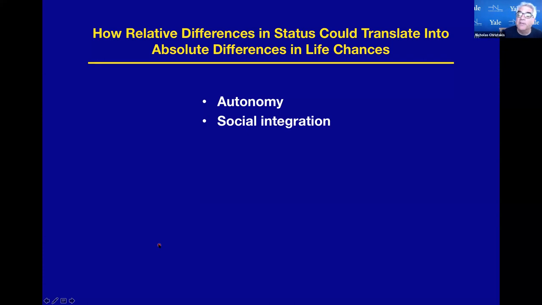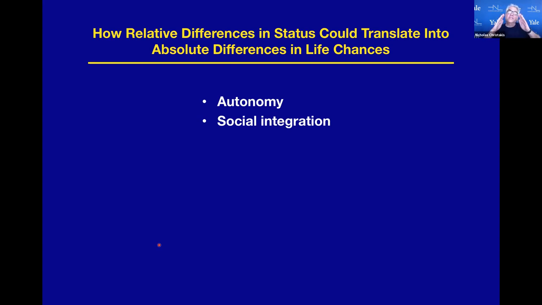Now, there are a number of possible explanations for this gradient. It could be that relative differences in status might somehow translate into absolute differences in life chances by affecting two key items in humans' needs. It might affect our autonomy, and it might affect our social integration. So the idea is that if you're lower ranking, you get less social integration.